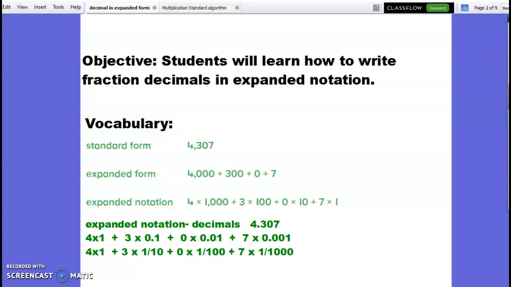So today, students will learn how to write fraction decimals in expanded notation. Vocabulary that we've already heard: standard form of a regular number is just a plain Jane old number. Then we have expanded form, which is taking each one of those values, such as 4,307, written out as 4,000 plus 300 plus 0 tens and 7 ones. The expanded notation is a little bit different, where you have 4 times 1,000 plus 3 times 100 plus 0 times 10 plus 7 times 1.